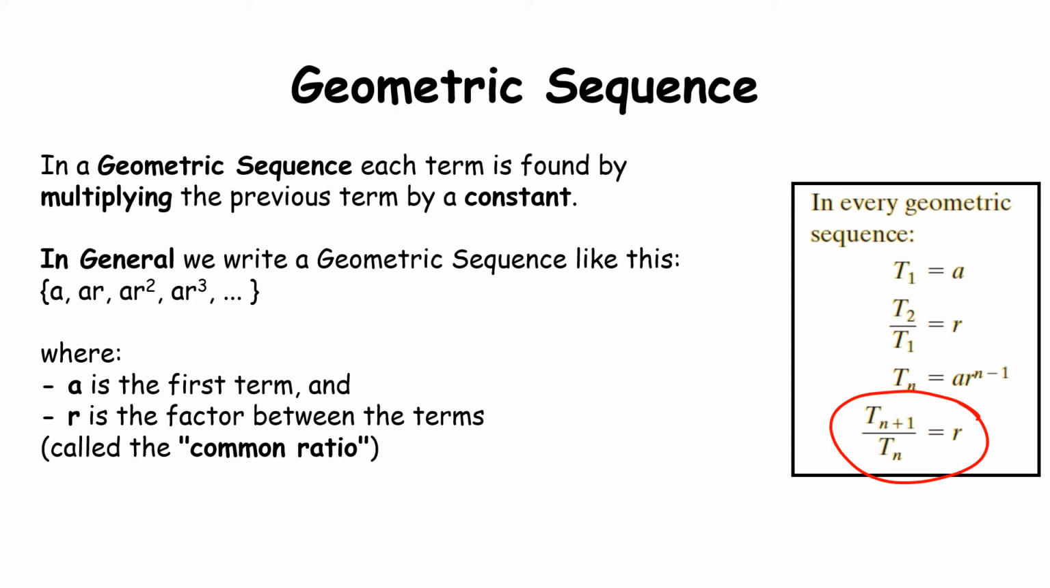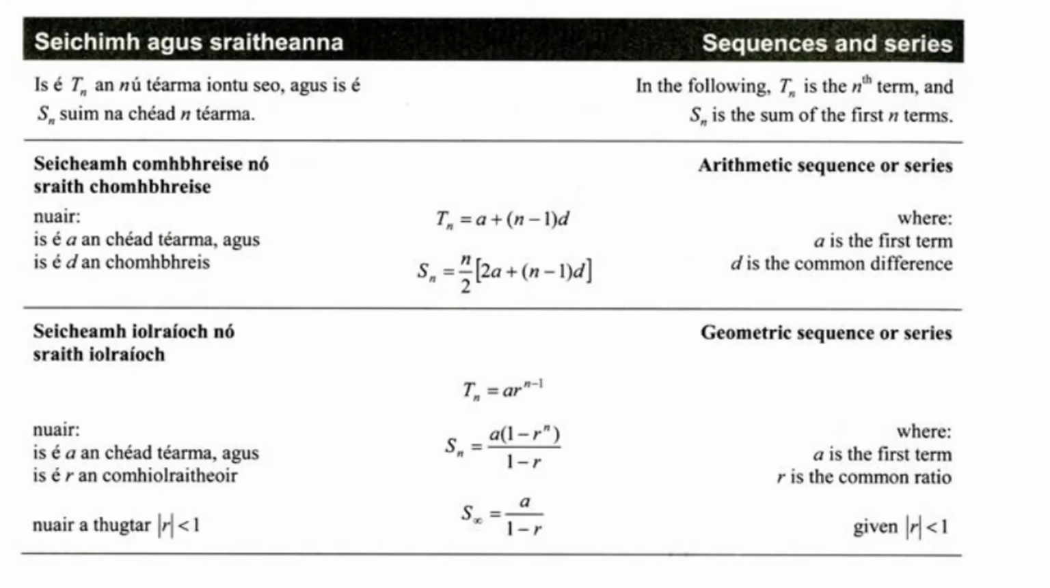Our general term here, that Tn is equal to a times r to the power of n minus 1, is actually given in our log tables. So here's our log tables. We've already seen our arithmetic, so we're down on this bottom piece in geometric. And here is that general term Tn. The a is common. It's the same thing no matter what type of sequence we're looking at. But we now have an r, which is the common ratio.